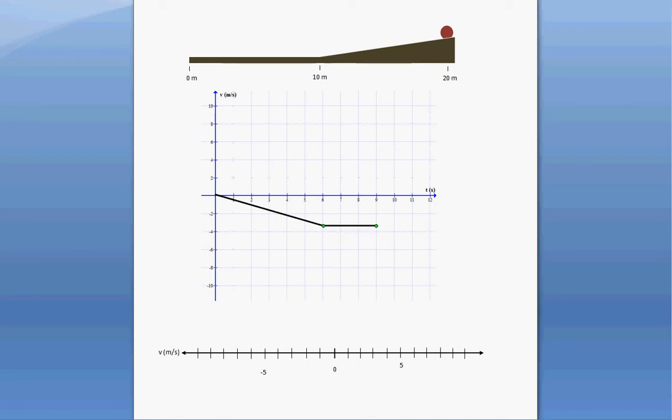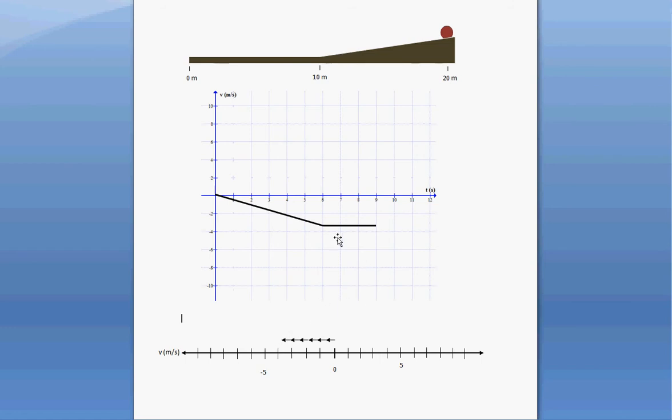To draw this on the motion map, we're going to start at 0 meters per second, and we're going to notice that the velocity is going to become more and more negative with time at a nice steady decrease in velocity for 6 seconds. So there should be 6 arrows to represent that.